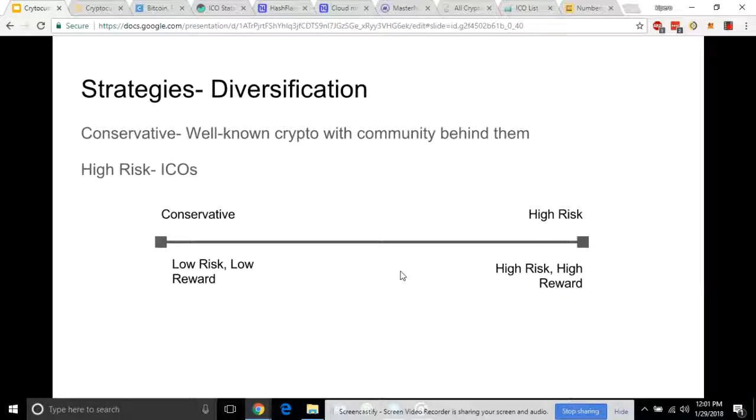At the end, I would like to talk about some simple strategies, not in depth, but just simply explaining the basics. I would say that when you invest in crypto, diversification is very important, as in every market.